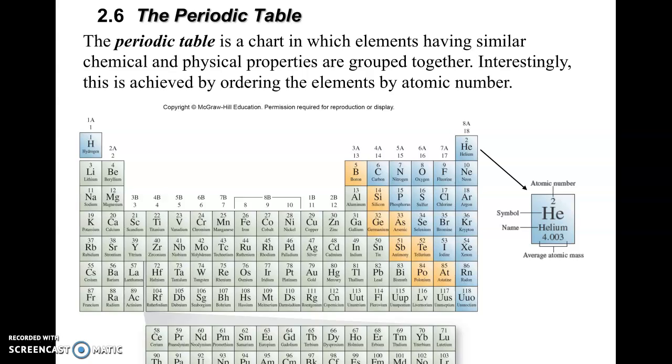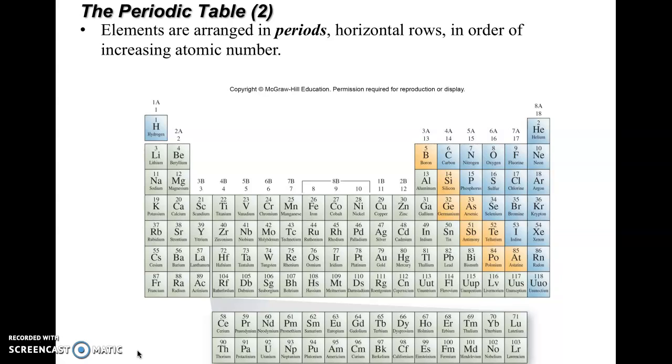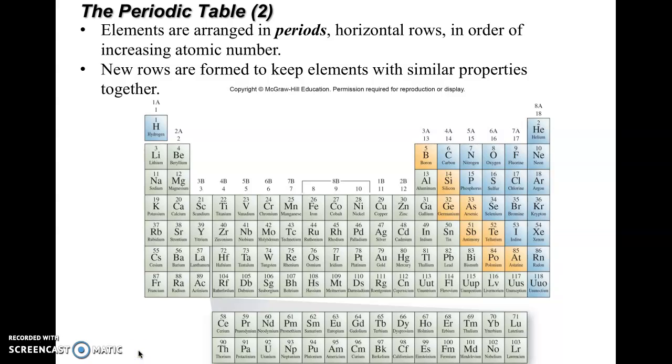All right, so we're going to talk about how this periodic table is useful to us. And the first thing is that these elements are arranged in periods, which are the horizontal rows, in order of increasing atomic number. Now, new rows are formed, and as you can see, it's a bit of an odd shape, but a new row starts in order to keep these elements that have similar properties together.